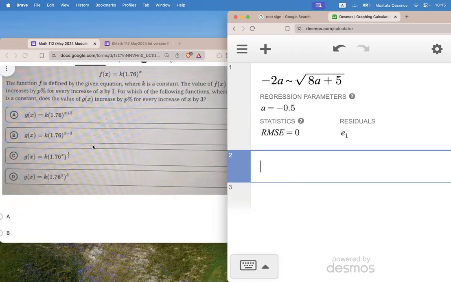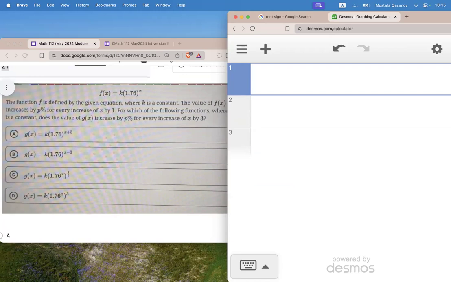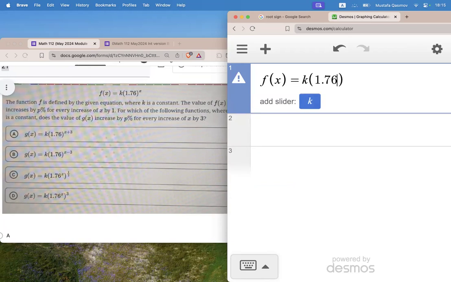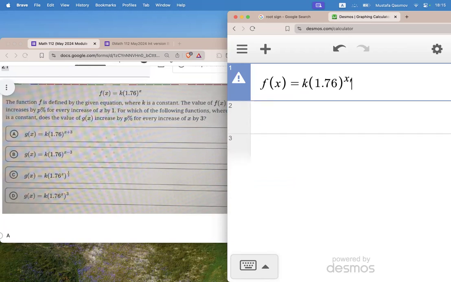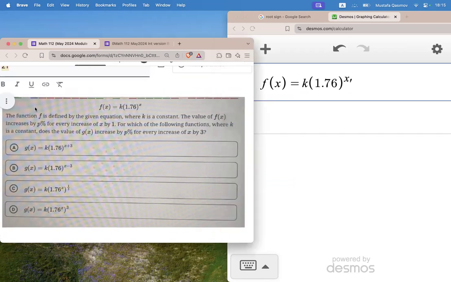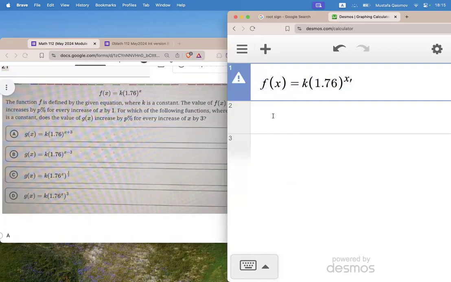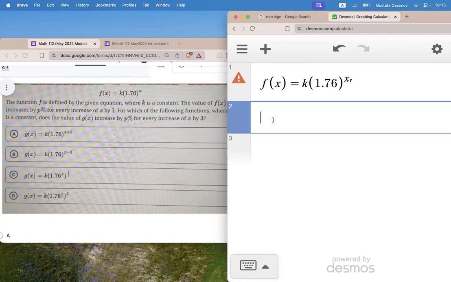This question. We have a function like this, f of x is equal to k times 1.76 with power of x. It says that the function is defined by the given equation where k is a constant. The value of f of x increased by p%. So that one increased by p%, it means that p is equal to 76. So this function, f of x, increases by 76% every time.